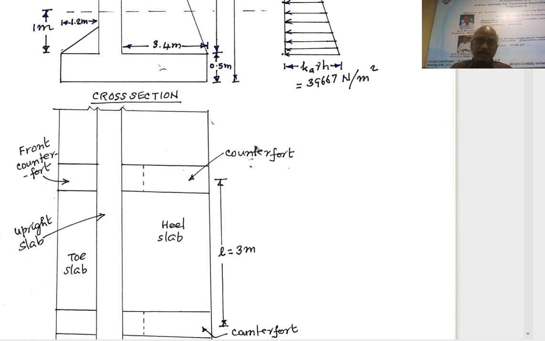2 meters. Then weight of base slab. So here the weights are: one is the weight of the upright slab, which is a uniform rectangle. Then the weight of the backfill, then the weight of the base slab, and lateral earth pressure. These are the values that are going to be considered in the calculations.